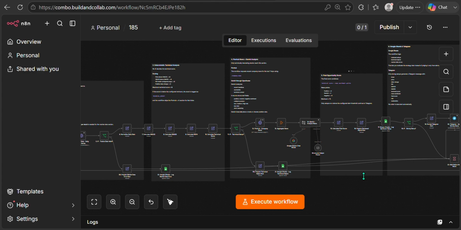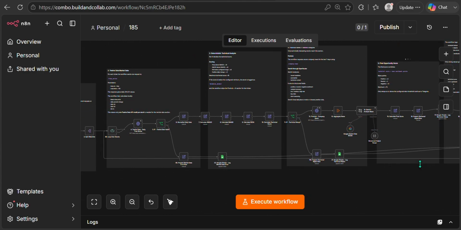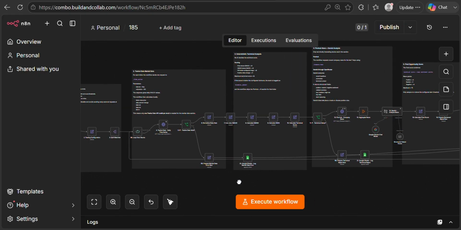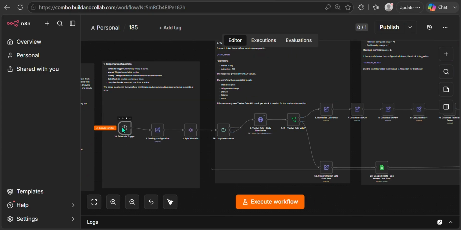Then it gives every stock a score, saves the analysis to Google Sheets, and sends a Telegram alert when it finds a strong setup. One important thing, this is a market research assistant. It does not automatically place real trades. Let's start with the first part.